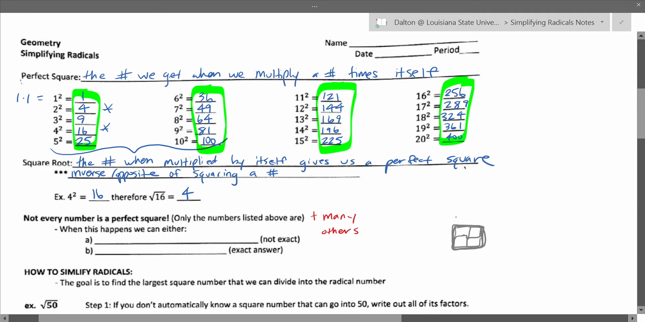5 is not a perfect square. Again, you get a Tetris piece. Hopefully y'all know what Tetris is. 6 is not, you get a rectangle. 7 is not, you get this weird looking thing. 8 is not, but 9 is a square number. And we can keep going. 10 is not. 11 is not. 12 doesn't make a square. 13 doesn't make a square. Neither does 14 or 15. But 16 does. And we could keep going and going.